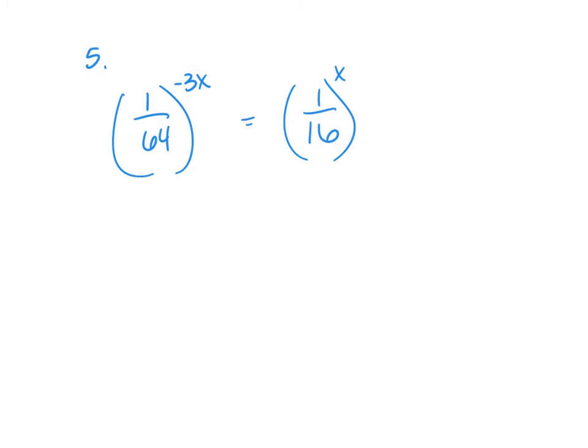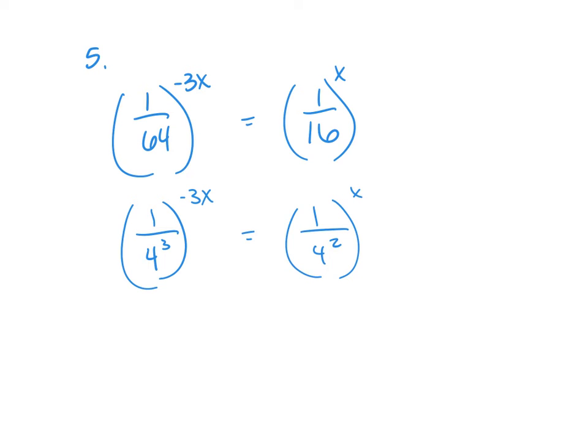Okay, so 64 and 16. You could break these down to 2s, but as long as you get the same base, you can break them both down to 4s, actually. If you did them either way, it'll work. So you're fine either way. So this is 1 over 4 cubed to the negative 3x equals 1 over 4 squared to the x. So now I got to bring these 4 cubed and 4 squared upstairs. So when I bring them upstairs, they change to 4 to the negative 3 to the negative 3x equals 4 to the negative 2 to the x.